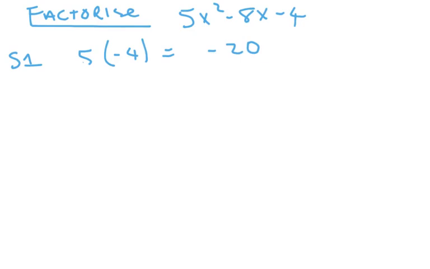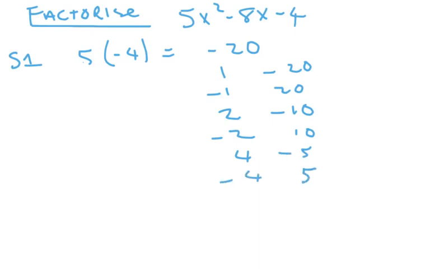Now let's do the factors of that. We've got 1 and minus 20, minus 1 and 20, 2 and minus 10, and minus 2 and plus 10, 4 and minus 5, and minus 4 and plus 5. So they're all the different factors. If I multiply 1 by minus 20, I get minus 20. If I multiply minus 1 by 20, I get minus 20. 2 by minus 10, minus 2 by plus 10, 4 by minus 5. So these are all the factors of minus 20.